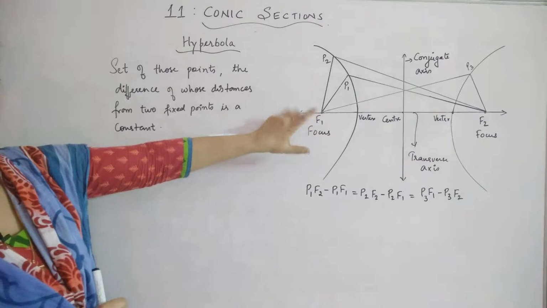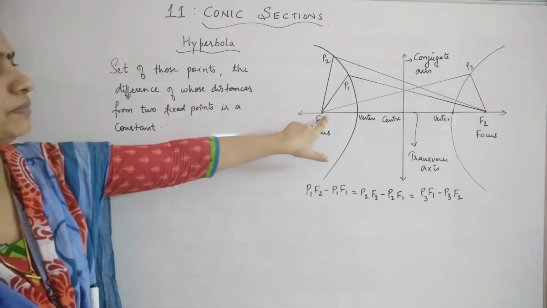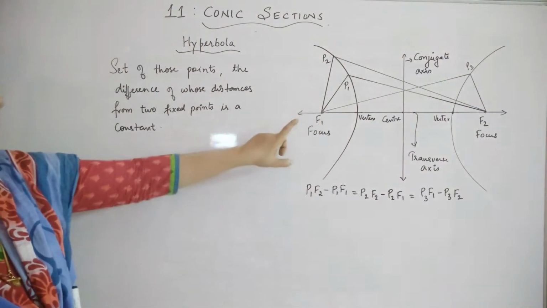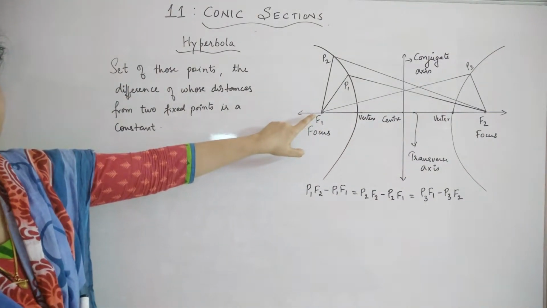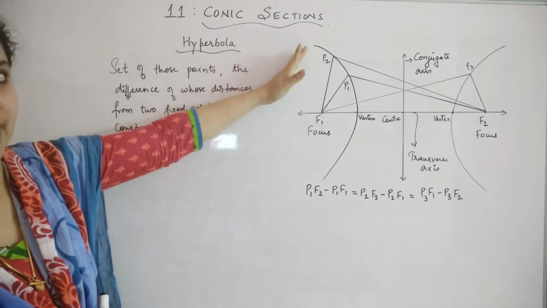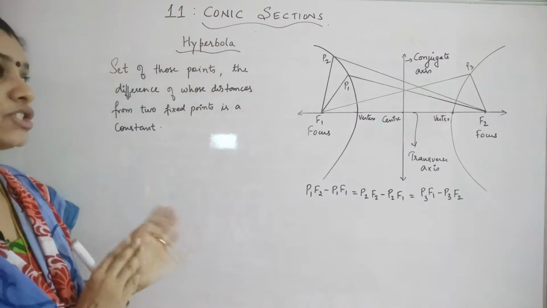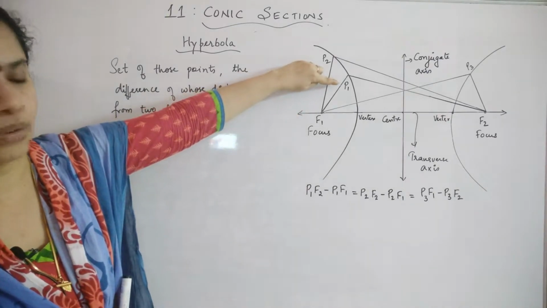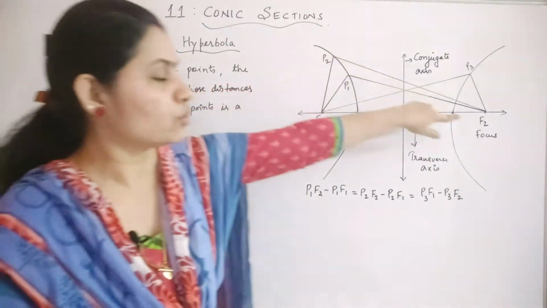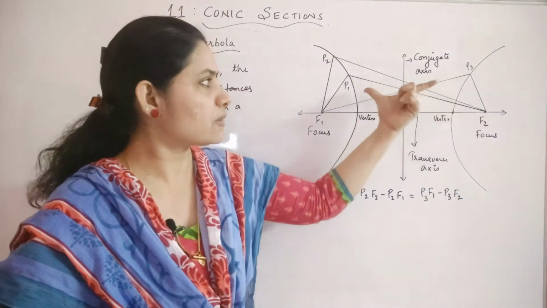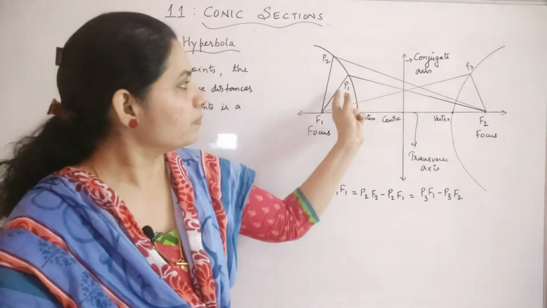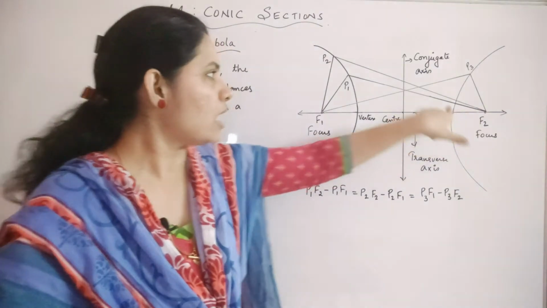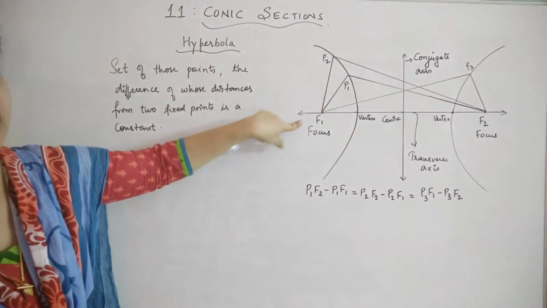That means we have taken a figure in which you have two fixed points, f1 and f2, and from those points we are taking certain points which have a constant difference of distances from these two points. That is, if I consider p1 as a point, then p1 f2 minus p1 f1. Why I am taking p1 f2 first is because it is lengthier, so bigger length minus the smaller one. So p1 f2 minus p1 f1 will give you a constant.